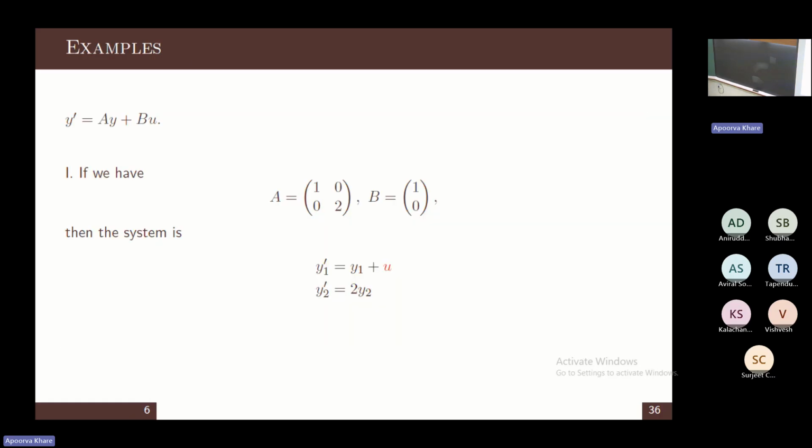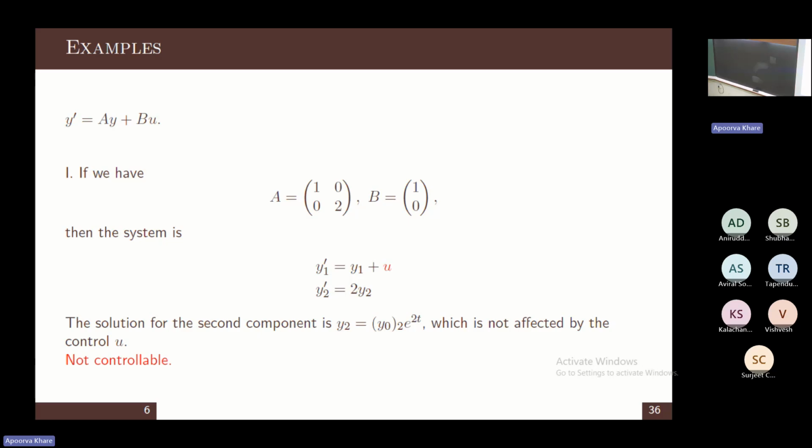So if we have A to be this matrix and B is (1, 0), then we can write the system y dash is ay plus bu in this form. So y1 dash is y1 plus u and y2 dash is 2y2. So maybe even if you don't solve the system, you can directly look at this and say that clearly u is not at all present in this second component. So you may guess that this system is not controllable, and that is indeed true.